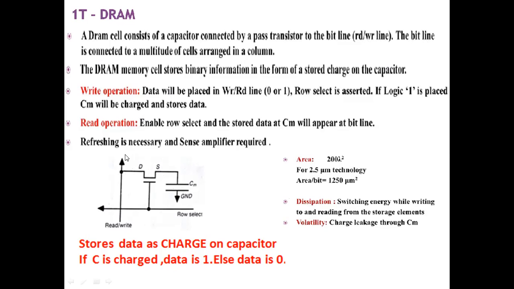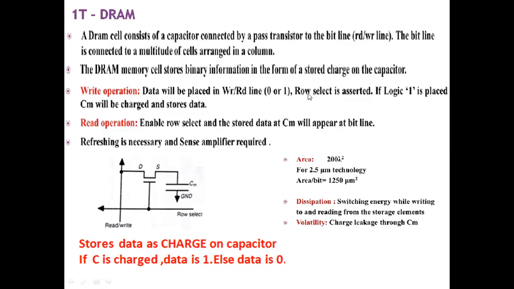At the intersection of each and every column and row, we have such 1 transistor DRAM cells. So for the write operation, how do we do it? Data will be placed on the read write line, meaning I can activate this particular line by feeding a value of 1 or 0. Whatever value you want to write into the cell can be loaded into this line. Either 0 I can feed, or I can feed the value of 1.